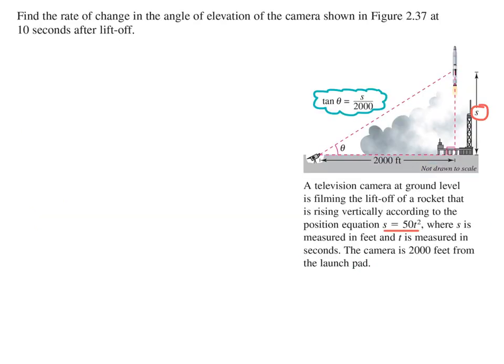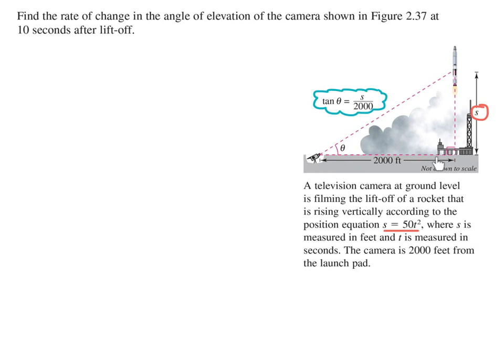For our next example, we're going to be working with another triangle, but this time it's about the angle of elevation of a television camera at ground level that is filming the liftoff of a rocket rising vertically according to s equals 50t squared. So this is where s is over here. Remember t is time, where s is measured in feet and t is measured in seconds.